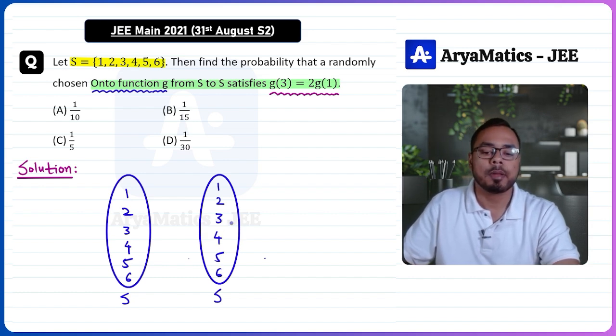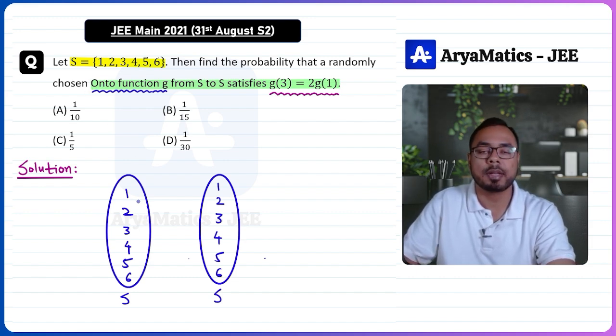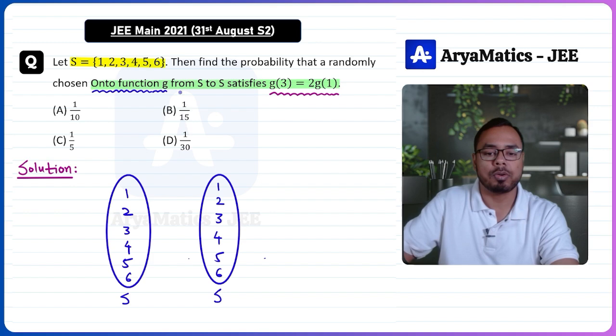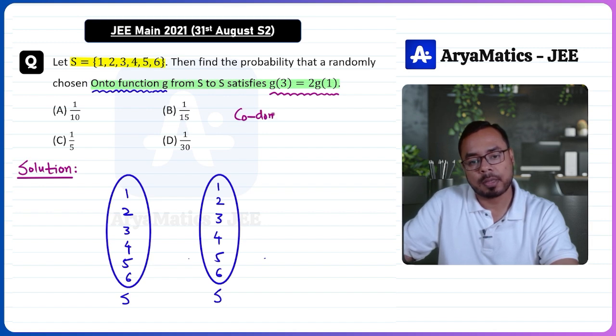Now remember, whenever the number of elements in domain and codomain is equal, then a function is onto when it is one-one. The number of one-one functions will be the same as the number of onto functions, because once you make the function many-one, you cannot make it onto. Onto means codomain is same as range. The meaning of onto function is that codomain and range are equal.